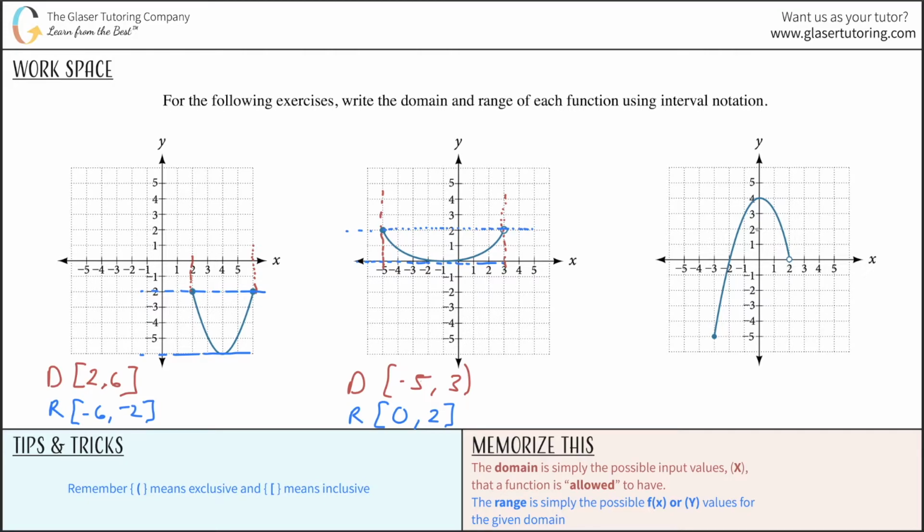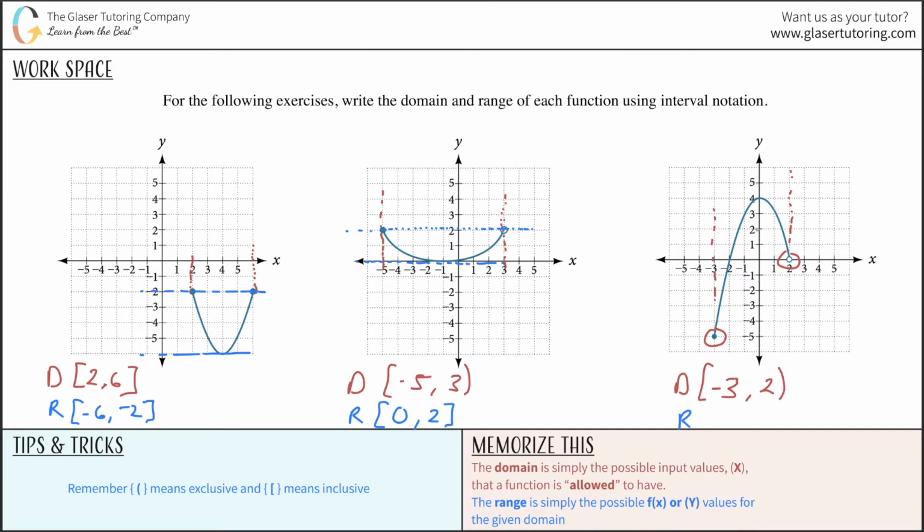Then taking a look at the next one, we now have the leftmost point is going to be x being -3, and then it goes all the way on out. The rightmost point is going to be 2, but not inclusive. So how do we mark that down? So the domain here is going to be all the way from -3 inclusive of it. That's why I have the bracket, all the way to 2 exclusive. So that's why the parenthesis.